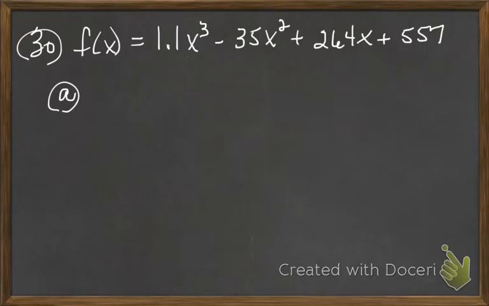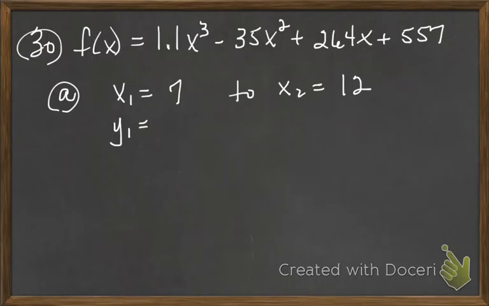The A part says find the slope of the secant line rounded to the nearest whole number from x sub 1 is equal to 7 to x sub 2 is equal to 12. Find the rate of change from this equation if they give you these two x values. So this is where you're going to pick up your handy dandy calculator. And using your calculator, you're going to put in a 7 with parentheses. And you're going to tell me when x is 7, what your f of x comes out to be or what your y comes out to be.